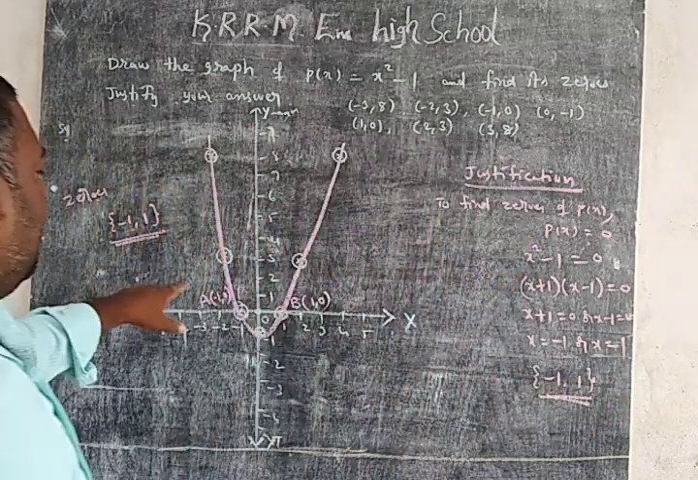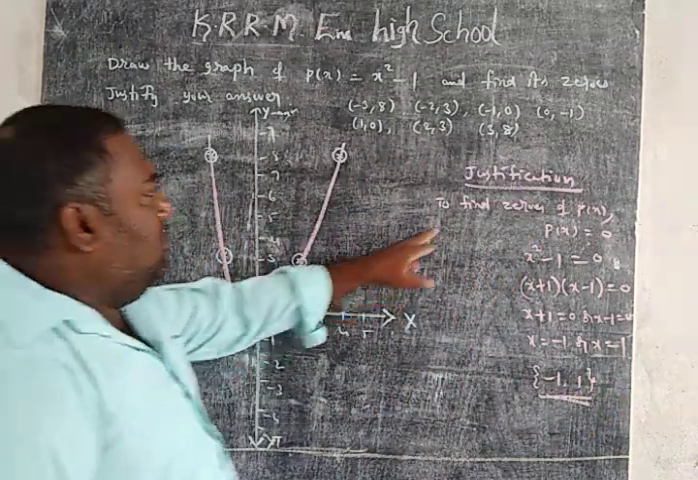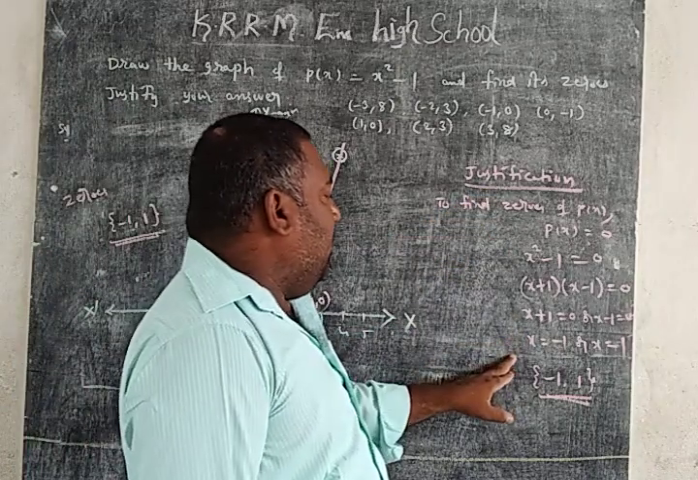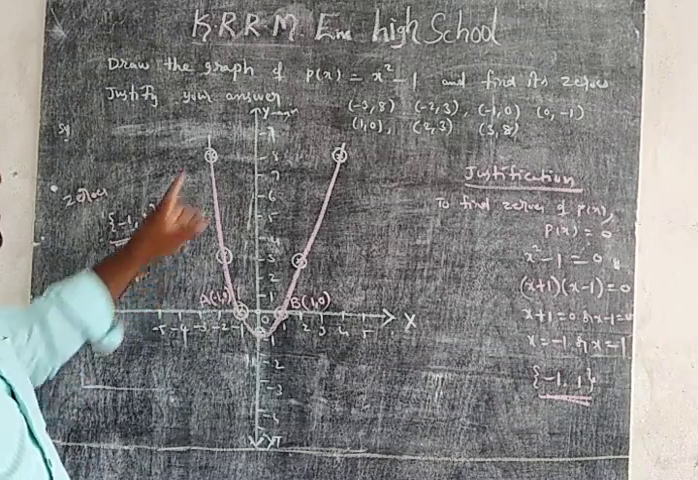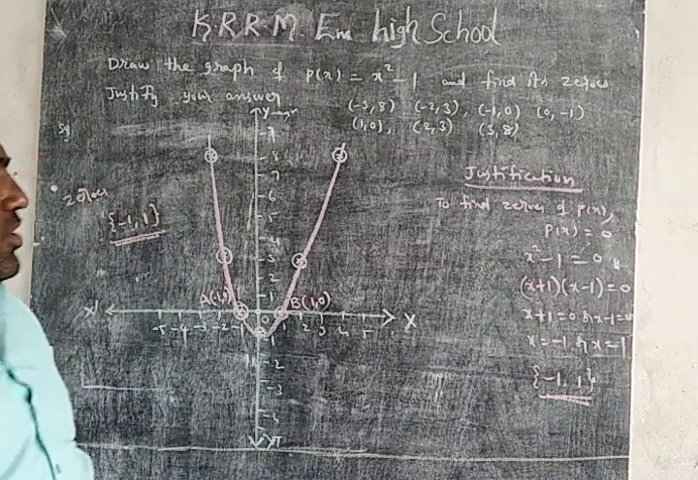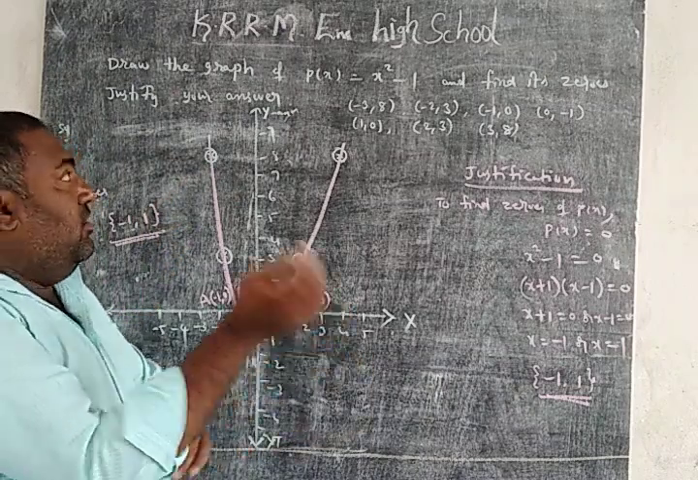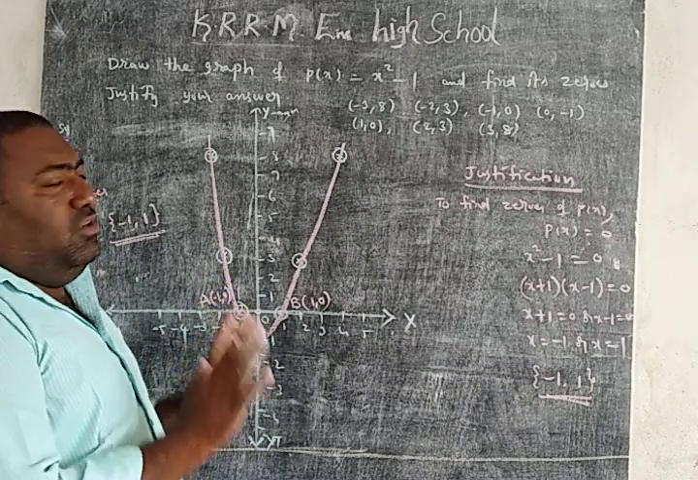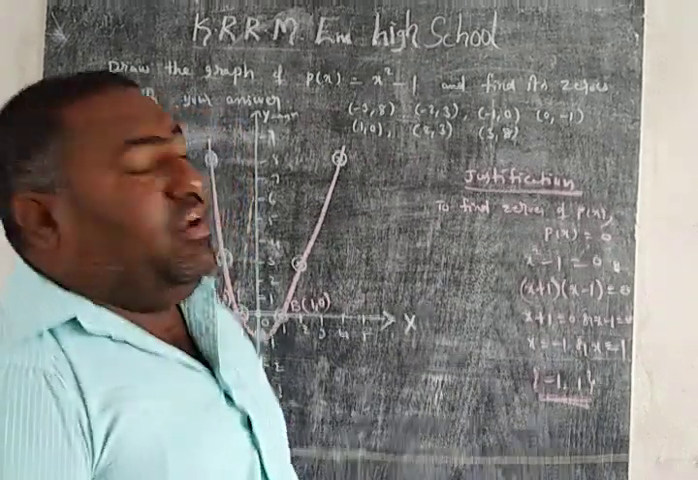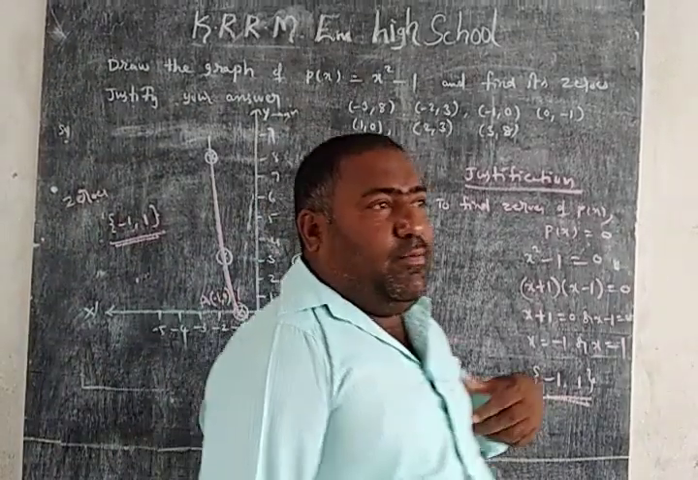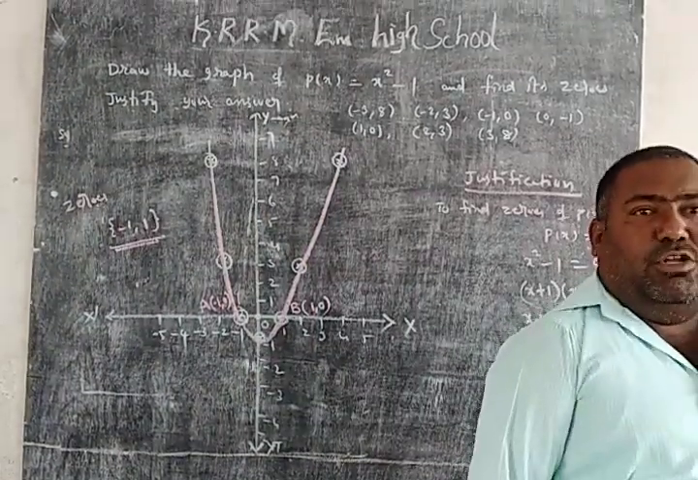So this is the graphical representation and this is the algebraic representation. In both methods, the zeros are the same. Today we have finished quadratic polynomials having two zeros. How to find a quadratic polynomial having two zeros?